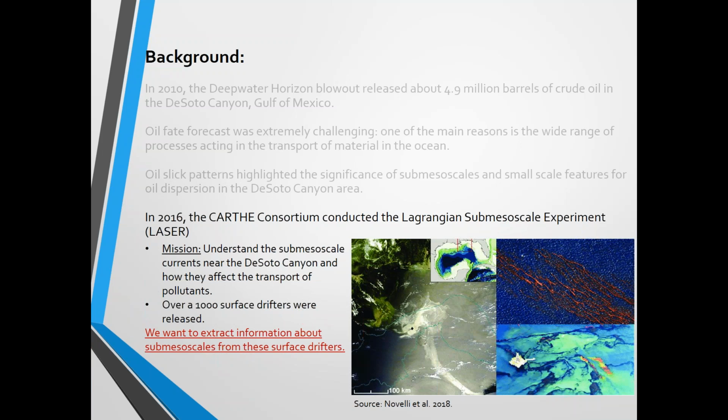So the mission was to understand these processes near the DeSoto Canyon, where the spill occurred, and how those processes affect the transport of pollutants. And this experiment was centered on the release of over 1,000 surface drifters in that area. And my work, our goal, is to extract information about the submesoscales from these surface drifters.